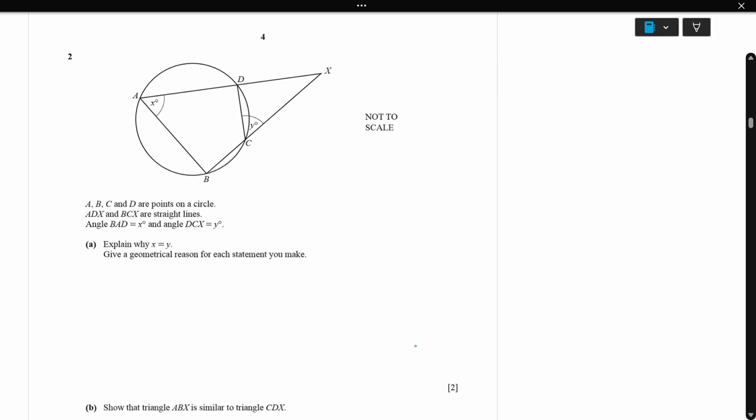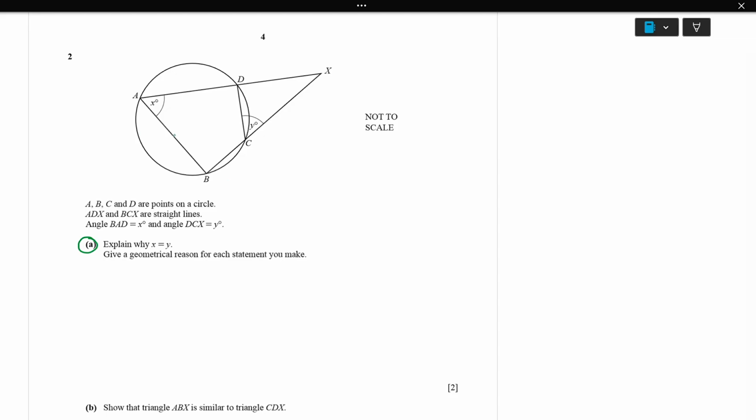Okay, here a diagram is given. A, B, C, D are points on a circle. ADX and BCX are straight lines, and angle BAD equals X degrees and angle DCX is Y degrees. The first question: explain why X equals Y. Give the geometrical reason for each statement you make.